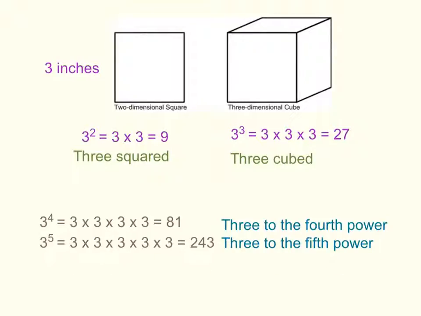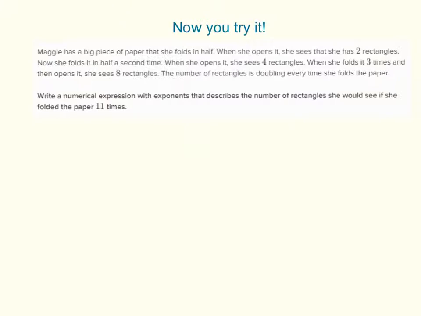After that, though, it gets pretty standard. Down here, I have 3 to the 4th power, spelled out as 3 times 3 times 3 times 3 in expanded form. Then I have 3 to the 5th power, and it goes on like that with 3 to the 6th power, 3 to the 7th power, and so on and so forth.